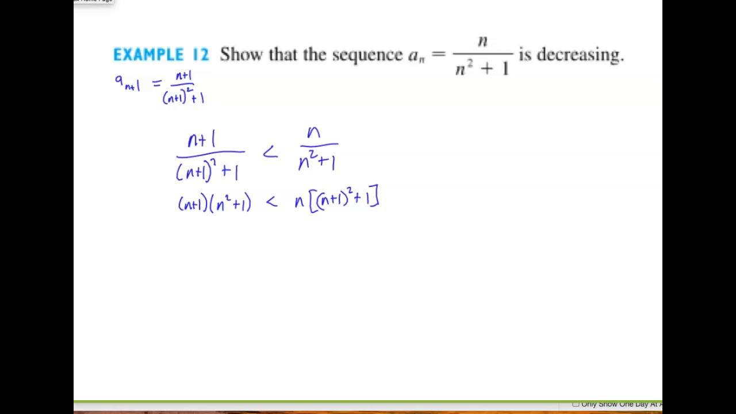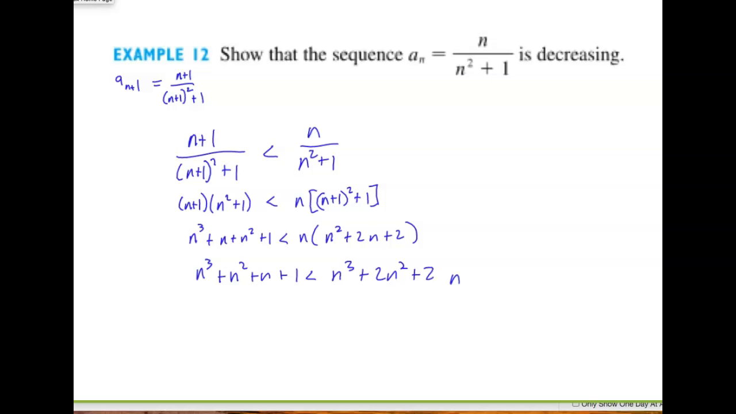All right, and then we're just going to expand these. So I'm just going to FOIL these out. So I get n cubed plus n plus n squared plus 1 is less than, all right, hold on, that's going to be n times n squared plus 2n plus 2. So n cubed plus n squared plus n plus 1 is less than n cubed plus 2n squared plus 2n. And then we can start canceling like terms on either side. n cubed gone.